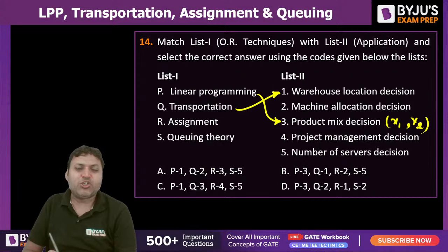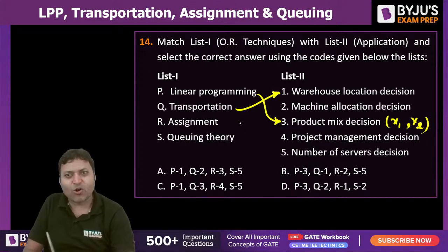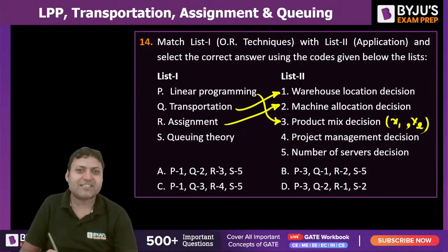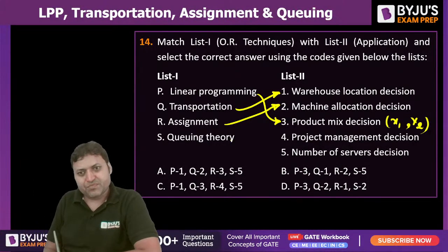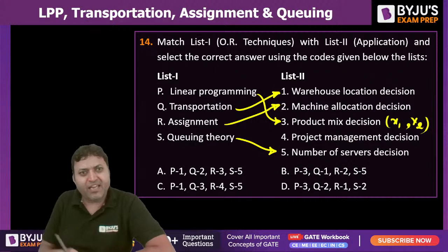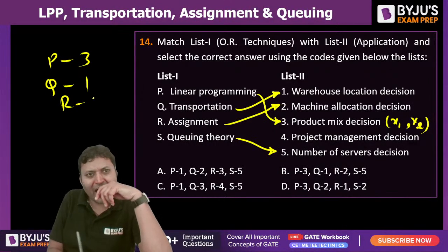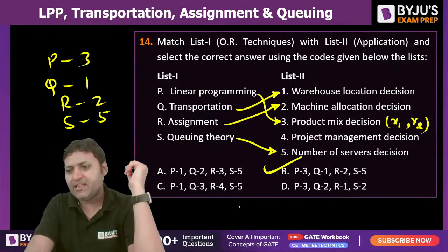The assignment problem decides which job is assigned to which machine so that the total cost or total time taken becomes minimum. Assignment is a machine allocation decision. Queuing theory is used to balance the cost of offering a service against the cost associated with waiting time, so it is related to the number of servers decision. So P3, Q1, R2 and S5. B is the correct answer.